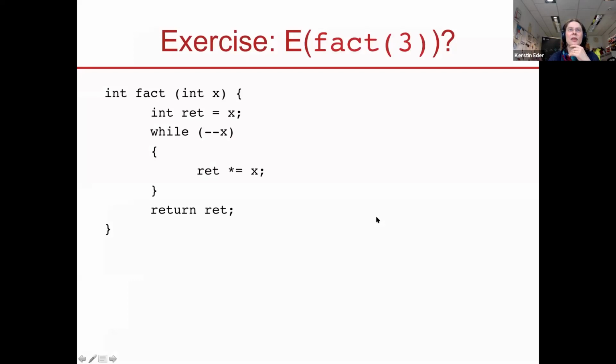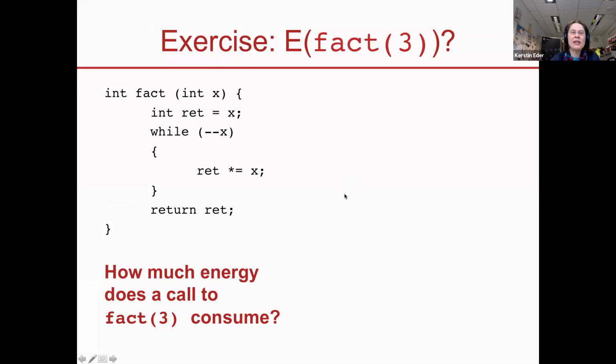Okay, so let's try this out in a very simple example, and we may need some interaction with you, and we will use the chat window for that. Okay. Here we've got a very simple program, right? We've got a source code program, factorial, very simple piece of code. And the question is, how much energy does a call to this program with x being 3 cost?